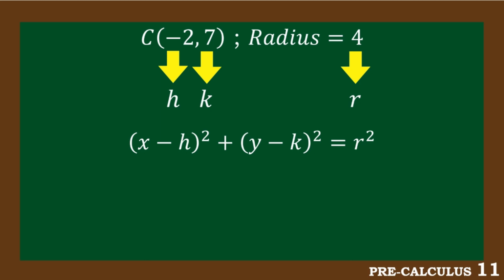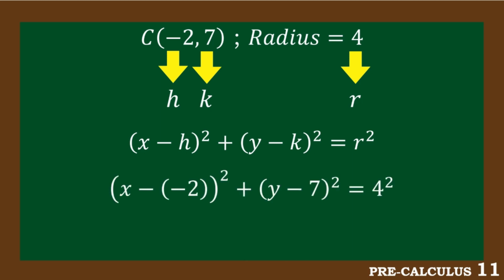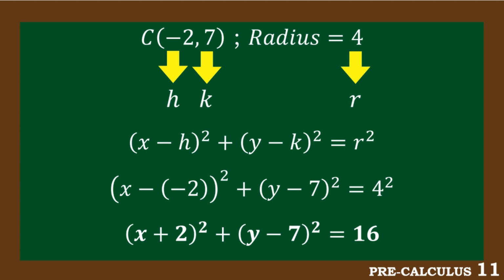From the given, h is equal to -2, k is equal to 7, and r is equal to 4. By substituting these values to the standard equation, we get the quantity x minus -2 squared, plus the quantity y minus 7 squared equals 4 squared. Next, we evaluate the terms. And it will become the quantity x plus 2 squared, plus the quantity y minus 7 squared equals 16, because the negative of -2 is +2, and the square of 4 is 16. And this is the equation of the circle.